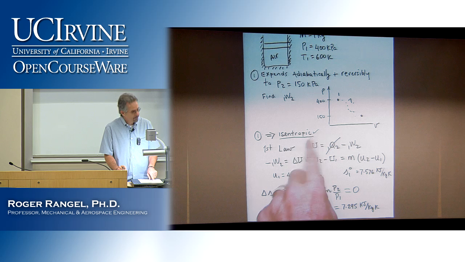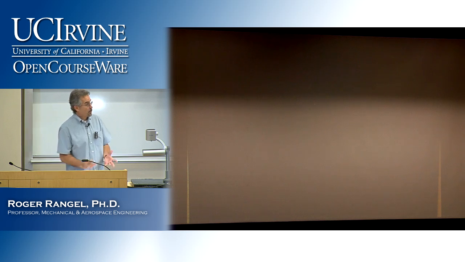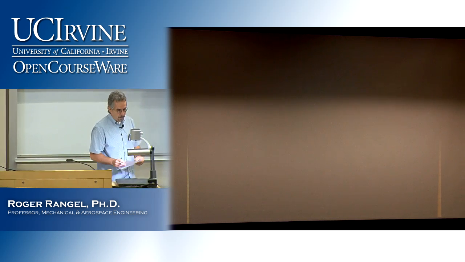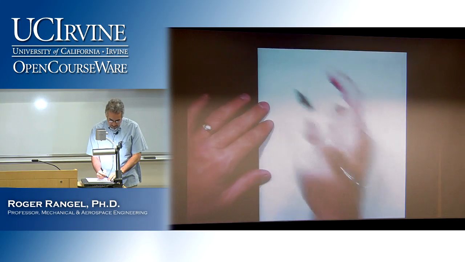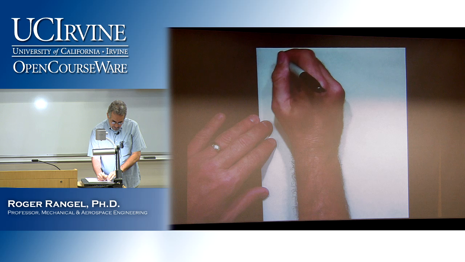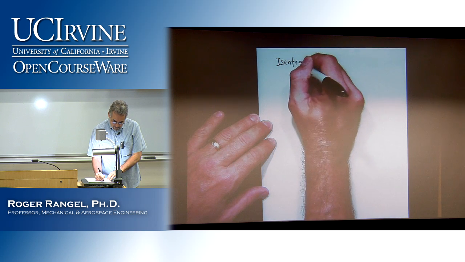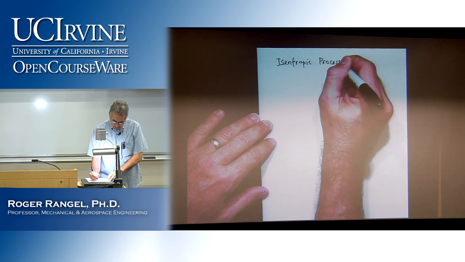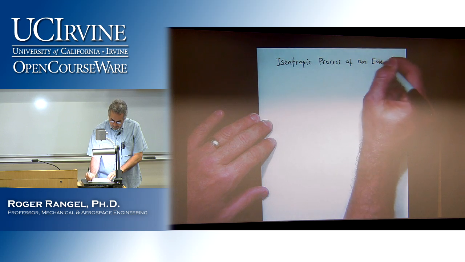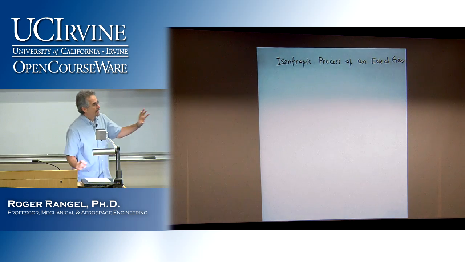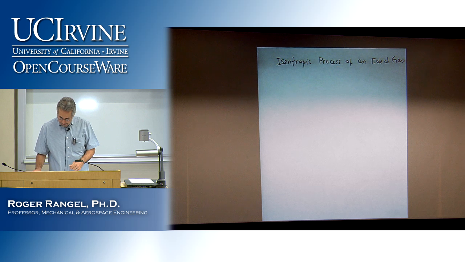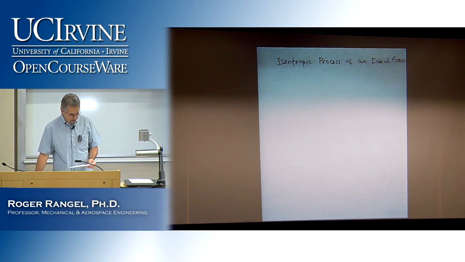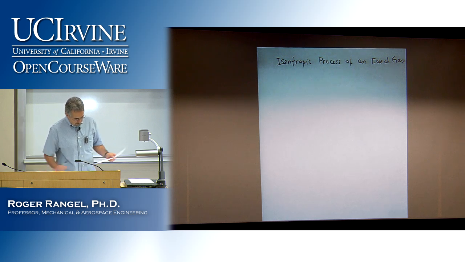So let's stay on this topic, which was this process was isentropic. We used that piece of information that the process was isentropic to do the problem. But now let's try to generalize what happens in an isentropic process. So let's call this isentropic process of an ideal gas. So stay with ideal gas. And let's see what happens if you have an isentropic process.